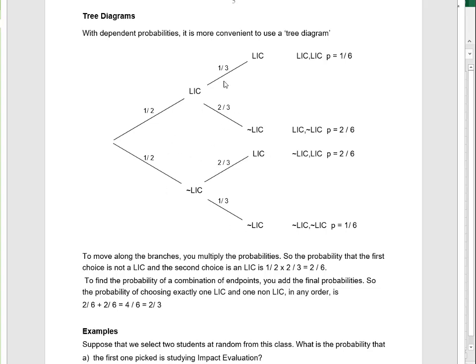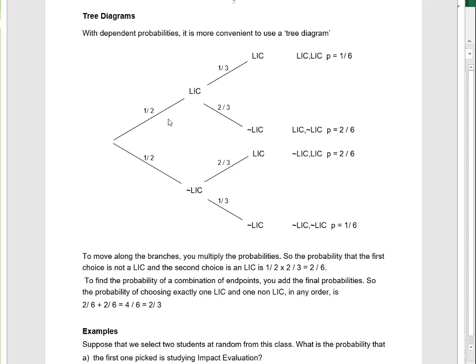So you can fill in the probabilities on here. Initially, it's a 50-50 chance of low income, not low income. But then, if the first one is low income, then there are fewer low income ones left. So you've got less chance, only a 1 in 3 chance of getting another low income. Whereas if the first one is not low income, then there's more chance the second one will be low income because there are 2 out of 3 low income. So this clearly shows you how the probabilities in the second stage depend on what happened in the first stage.